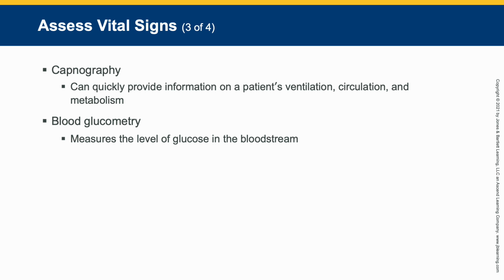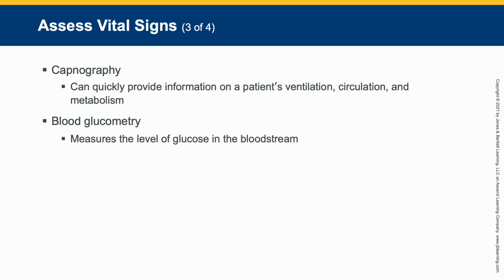Normal blood glucose levels typically range from 80 to 120. It really depends on your textbook. Some say 60 to 120, but 80 to 120 is what our textbook says. Again, slight variations may be acceptable based on local protocols.